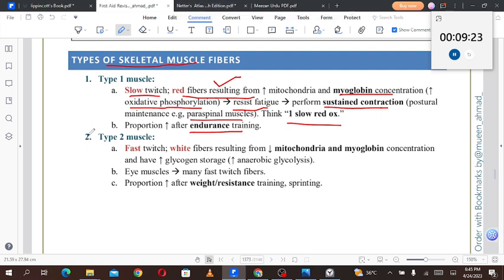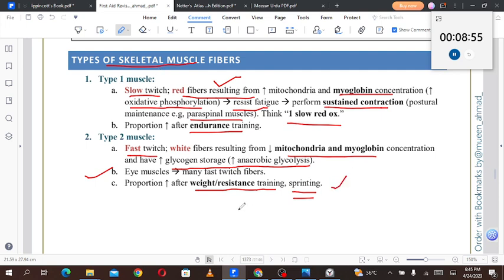Then we have type 2 muscle, that is fast twitch fibers, white fibers resulting from decreased mitochondria and myoglobin. They're not white per se, but they're not as red as the type 1 muscle fibers. So they have a lower number of mitochondria and lower myoglobin concentration, and have increased glycogen storage, that is, increased anaerobic glycolysis. For example, the eye muscle: many fast twitch fibers are present inside the eye. Proportion increases when we are doing weight or resistance training or sprinting. So sprinting is over here, it's not over there. Think of any other endurance training in type 1.